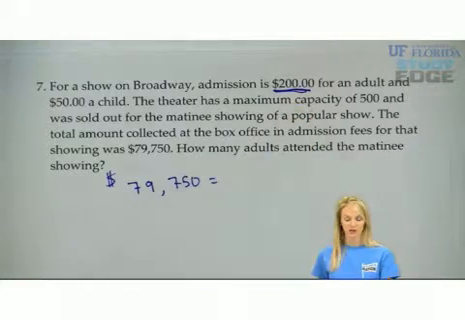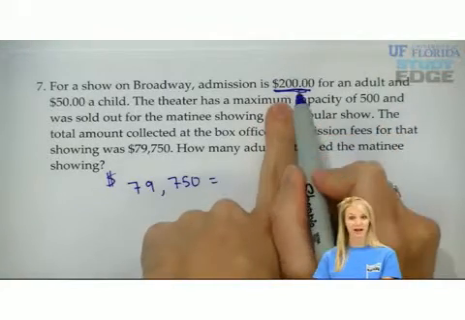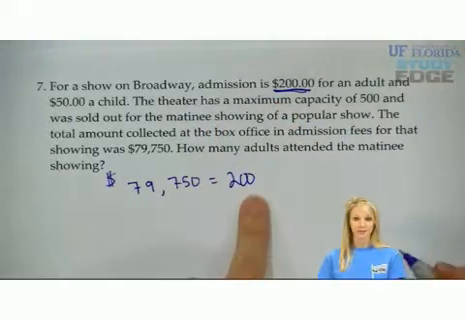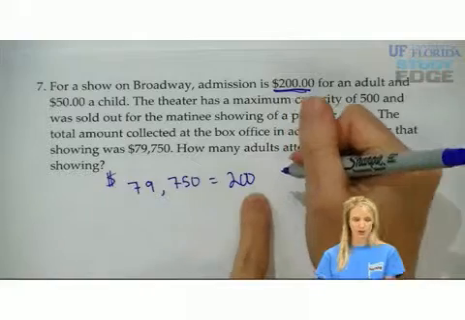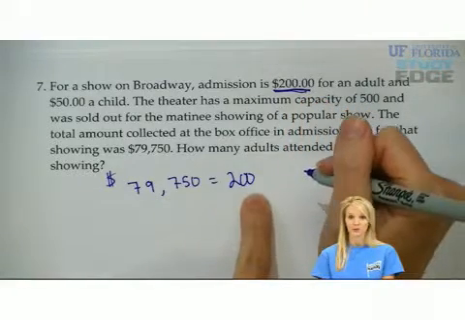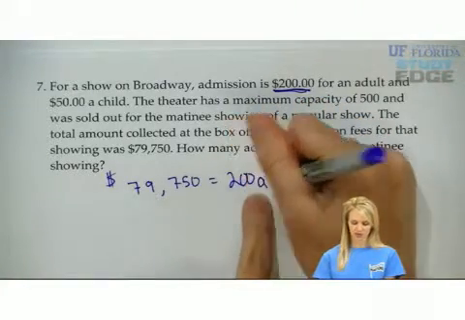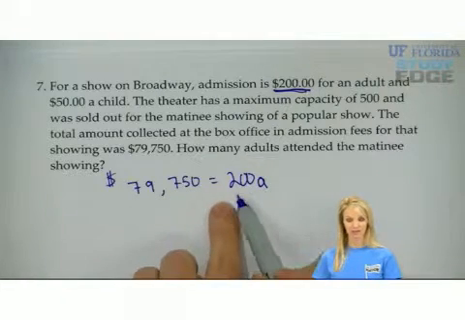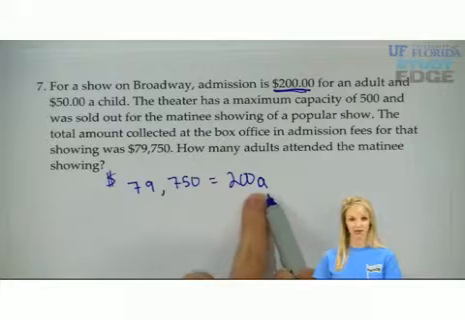10 times 200, right. The total amount of money that we get from selling adult tickets is 200 times the number of adult tickets. Well, do we know how many adult tickets we sold? No, that's an unknown variable. Let's just call it A. A is the number of adult tickets. The total amount of money that we get from adult tickets is 200 times A.